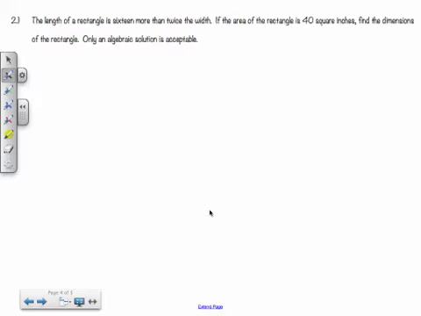Okay, so in question number 2, it's a slightly different problem. This time it's a geometry problem. Similar method, we need to set up our let statements. Because it's a word problem, please underline or highlight key information. The length of a rectangle is 16 more than twice the width. If the area of the rectangle is 40 square inches, find the dimensions of the rectangle.